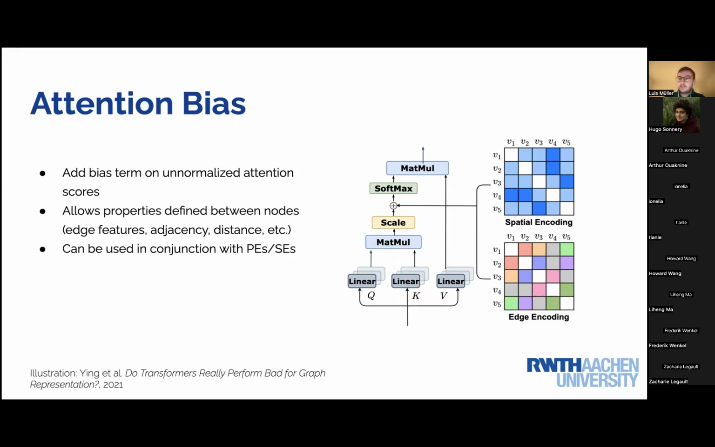And this approach can obviously also be used in conjunction with position encoding, structural encodings. There's also some work on this. I would say this paper introduced them first for graphs, and they also experimented with different settings and had some very good results.